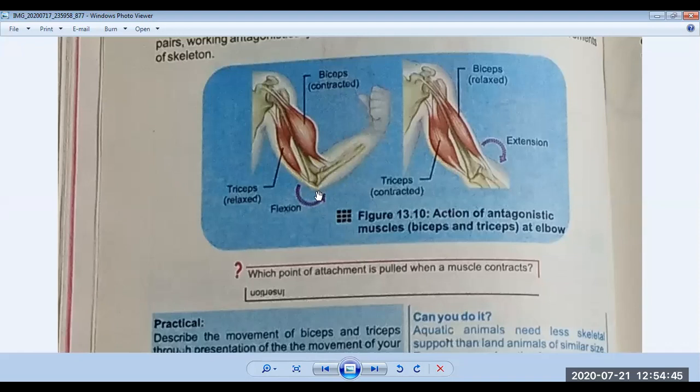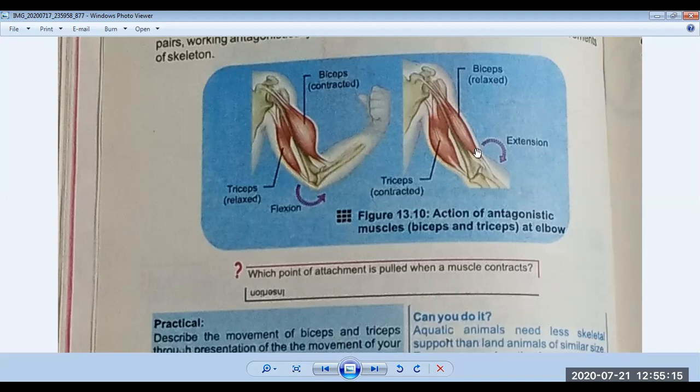During this flexion, the tricep muscles are relaxed. We can also see at this point the tricep muscles are relaxed. Similar pairs working antagonistically across other joints provide for all the movements of the skeleton. On the other side, you can see in this diagram the bicep muscle is relaxed, so you can see the tendons are relaxed.